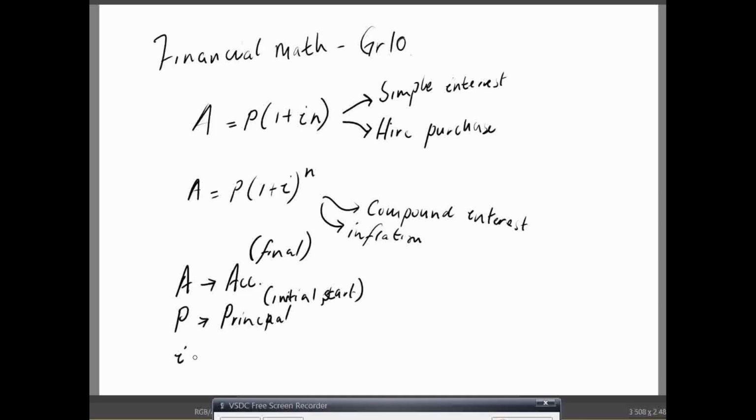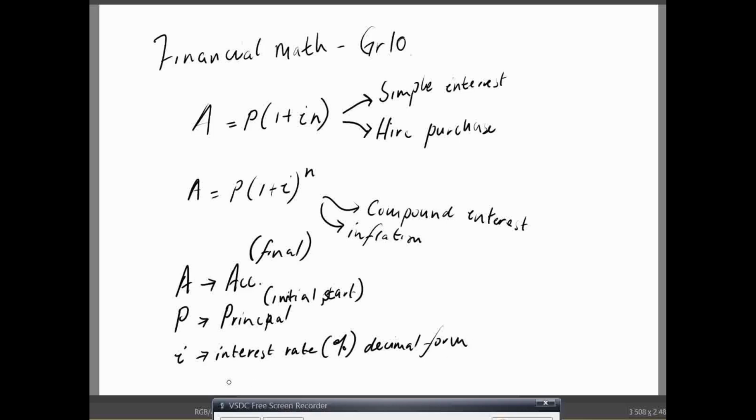I is our interest rate. But now when we use the I value, I is not the percentage form, I is your decimal form, right? So for example, if you have 10%, your I is not a 10, right? Your I is your 10 divided by 100. It's the decimal form. So let's just write your decimal form.